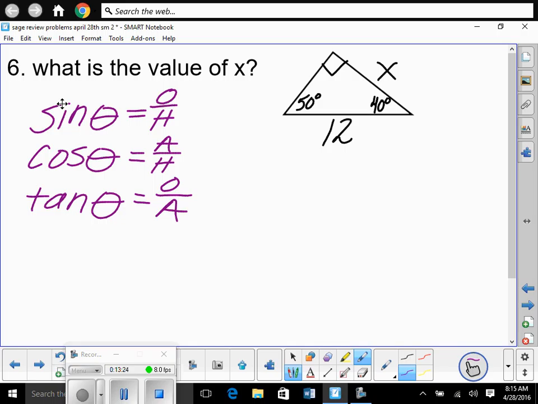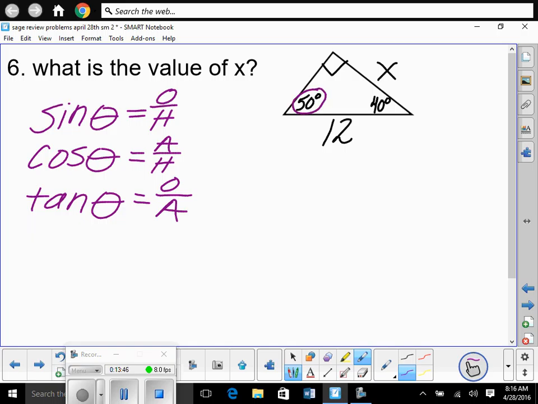Now I'm going to choose. We get to choose on this one if we want to use 50 degrees or 40 degrees. It doesn't matter which one you choose, as long as when you choose the angle, you set up a correct trig ratio. So what angle do you want to use, people? 50 or 40? 50. Okay, you're choosing 50. So I'm going to circle that. That's fine. We can use 50.